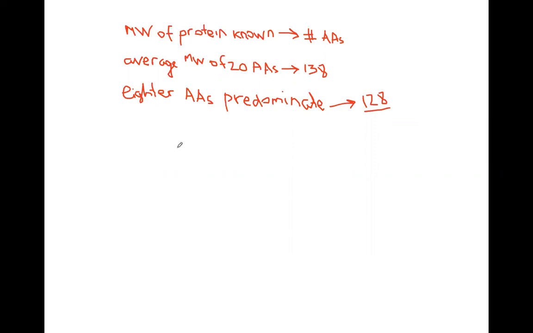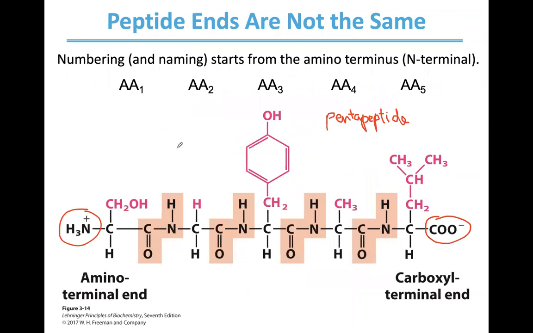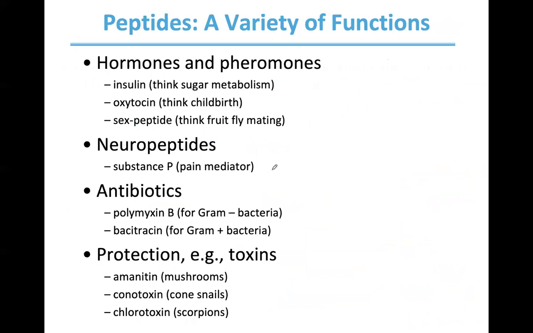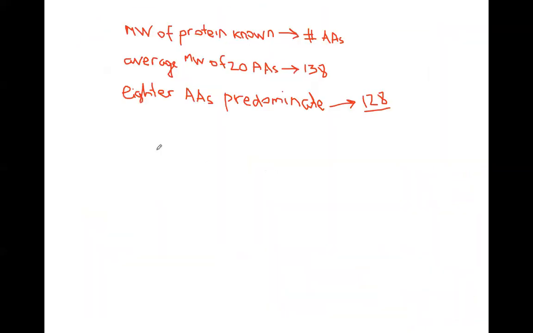Loss of water, exactly. Remember, this was a slide for test one, when I asked you why amides are hydrolyzed with more difficulty than esters. I hope you have been thinking about it. Proteins are not just mixtures of amino acids. Proteins are formed by the removal of water, so for each amino acid in the protein, you lose one molecule of water. This number does not account for the loss of water.